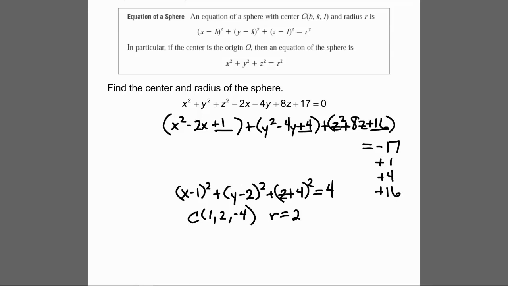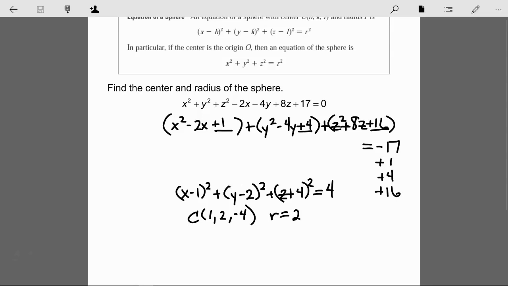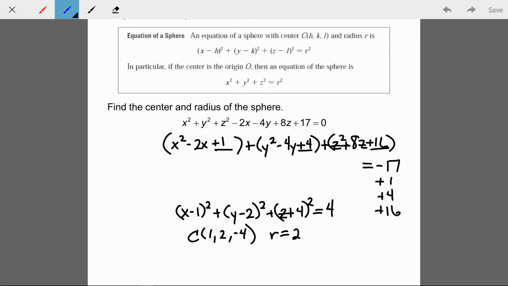But you can see here, we've got the equation in our standard form. And once we've got it in that form, it's really easy to see the center. So the center is at (1, 2, -4), and the radius would be 2. Okay, so when you go through this assignment, the questions out of the book are going to be fairly simple.